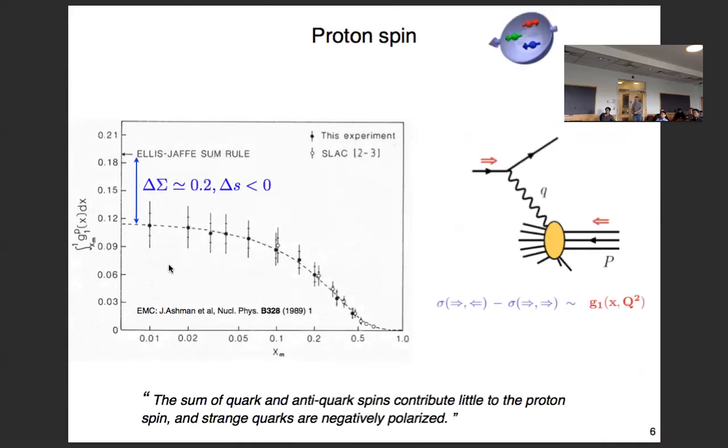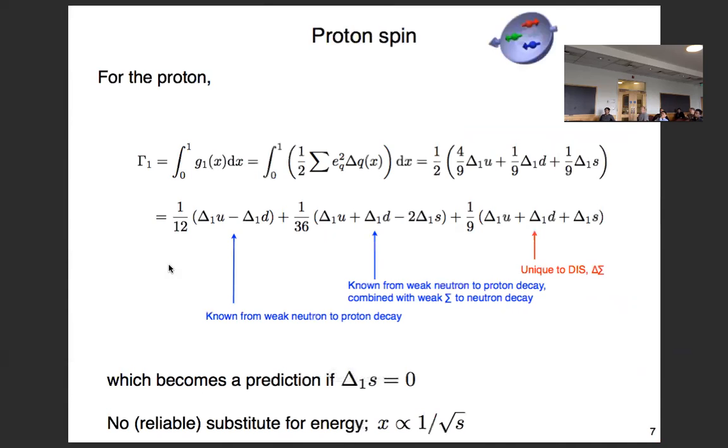Okay, so the conclusion here was, of course, that quark spins, quark and anti-quark spins combined, contribute little to the proton spin. And strange quarks are strange, negatively polarized. Okay, so how does it come about? Well, this integration of this structure function, at least in this leading order, you can write that out like this, that you can recast, of course, in two differences and the sum. Now, if you pick strange quarks equal to zero, then all of a sudden these two terms become the same. And given that these are differences, they relate to hyperon decays. So you can look up which ones they are. This is neutron to proton, this is branching sigma to neutron. All of a sudden you have a prediction.